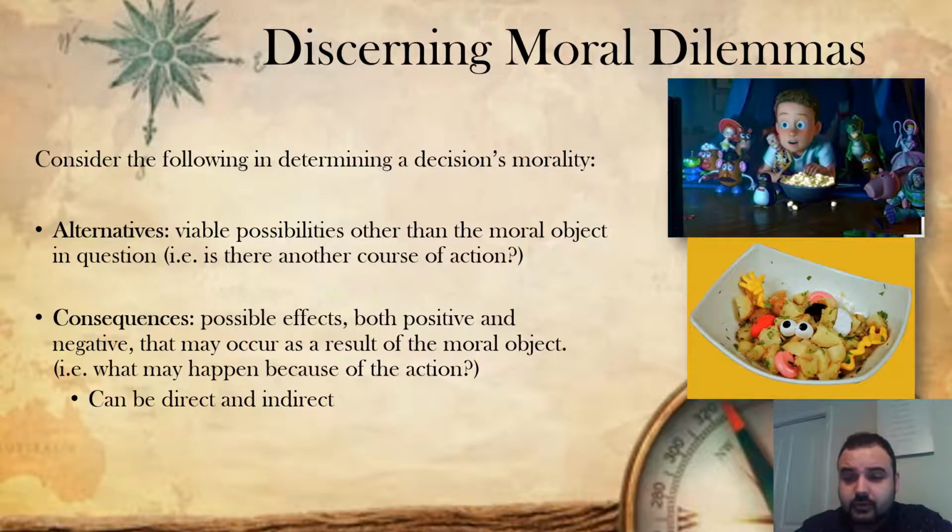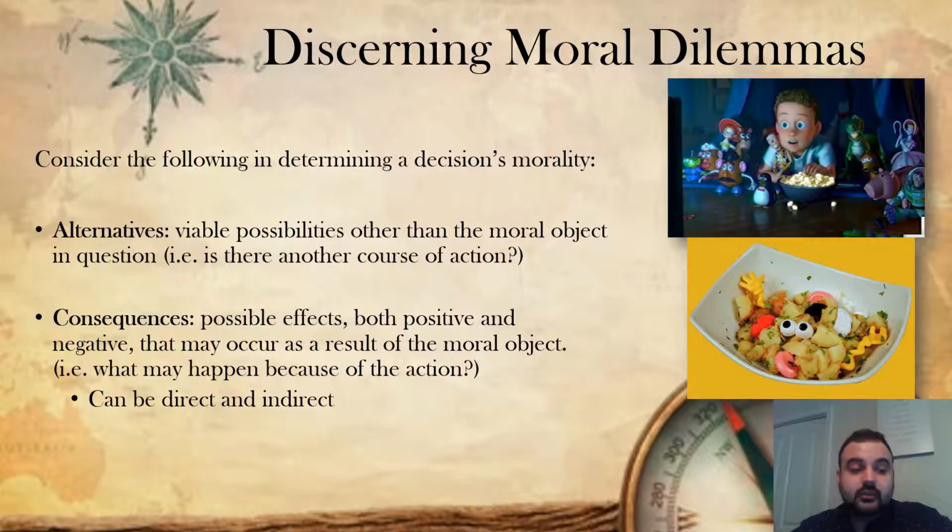Well, there's alternatives. So this is what we could have done instead of the moral object. And consequences. So what can occur because of the moral object? A lot of times we think of consequences with a negative frame of mind, but consequences can be positive or negative. They're simply the effects of a situation. There could be positive effects. There could be negative effects. There can also be direct effects and indirect effects.